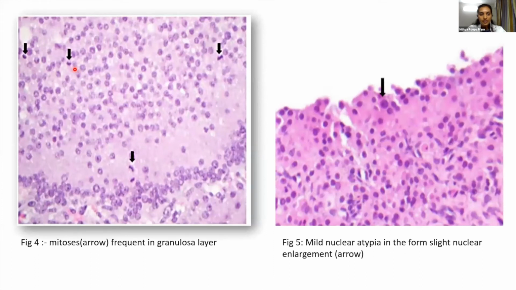So here in this diagram, you can see the mitotic figures in the granulosa cell layer, and 5 cases showed mild nuclear atypia in the form of slight nuclear enlargement.